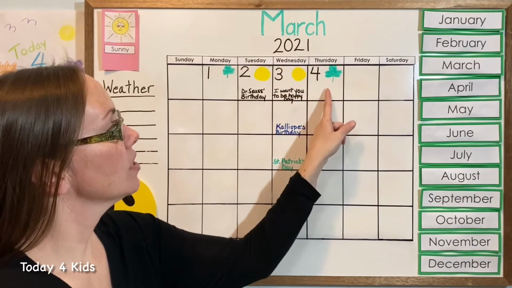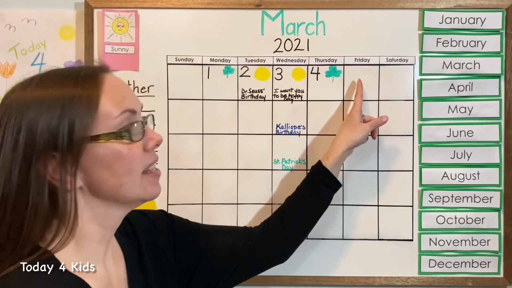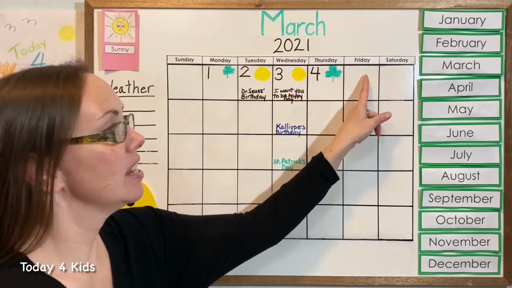2021. We're going to start in this square and we're going to go one square over to the right because we always read left to right. And that is what today is. So we're going to start by continuing our pattern and putting the next shape in here.